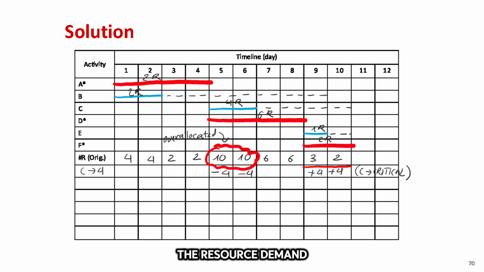With this delay, the resource demand changes as follows. A reduction of 4 laborers on days 5 and 6, no change on days 7 and 8, and an increase of 4 laborers on days 9 and 10. After updating the resource usage chart, the first overallocated period is resolved.